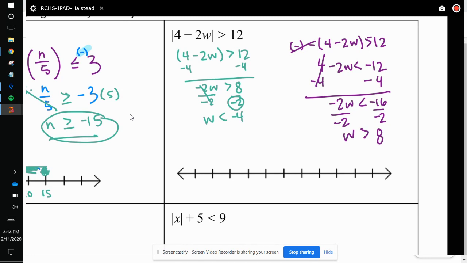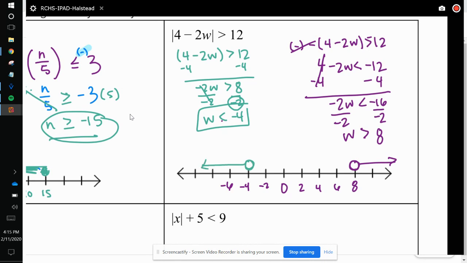W has to be greater than 8, and W has to be less than negative 4. So I'm going to start with my 0, count it by 2: 2, 4, 6, 8, negative 2, negative 4, negative 6. At 8, I use an open circle, and it says greater than, so I go to the right. For this one, open circle at the boundary point at -4 and to the left.